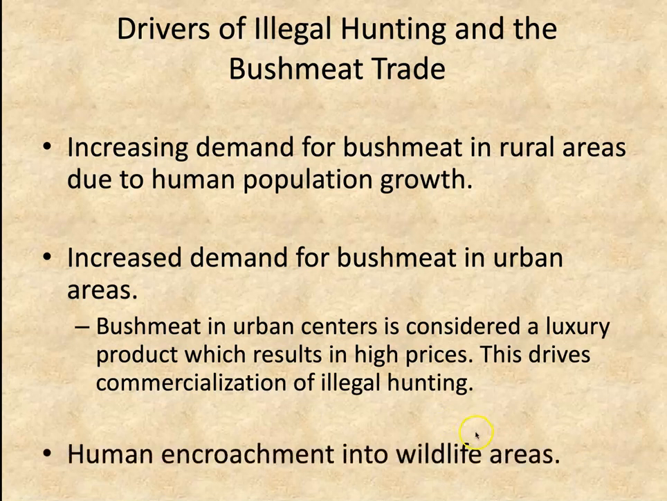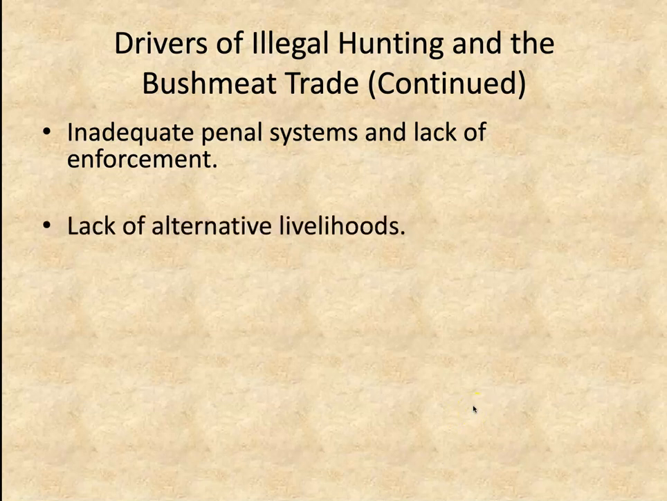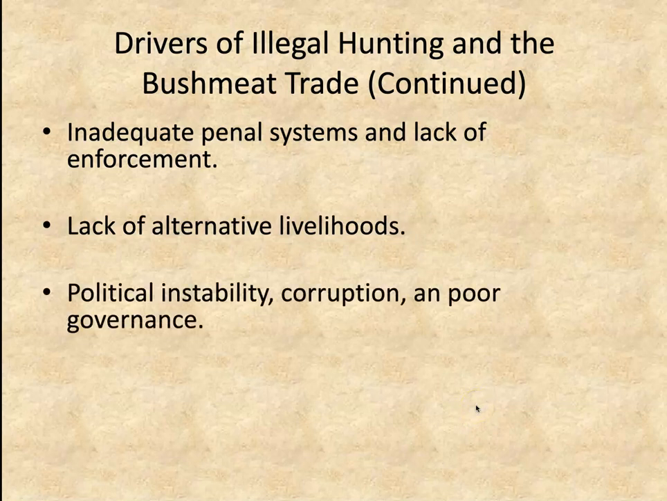And then, of course, human encroachment into wildlife areas. Inadequate penal systems and lack of enforcement, just like any form of illegal wildlife trade. Lack of alternative livelihoods, that's another issue with poaching also. And then political instability, corruption, and poor governance.